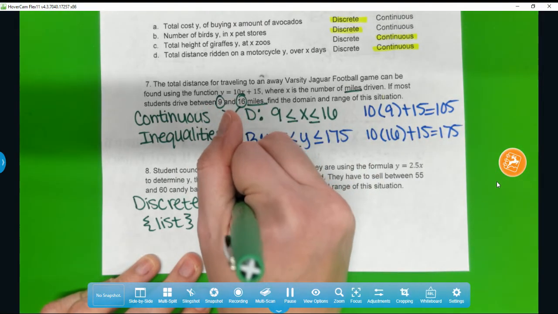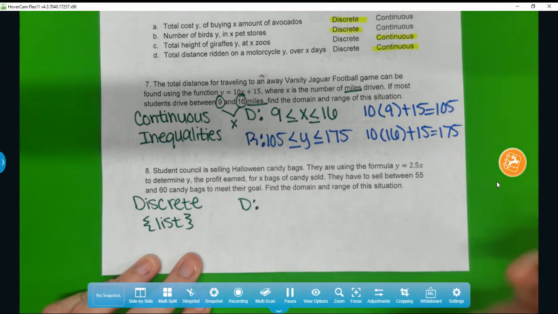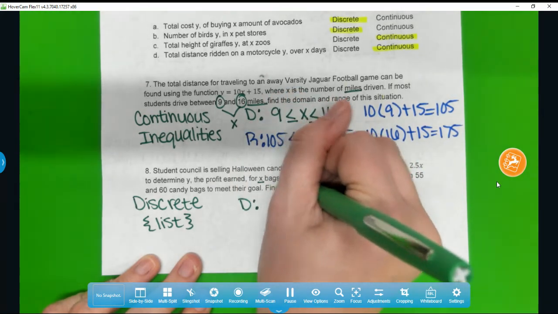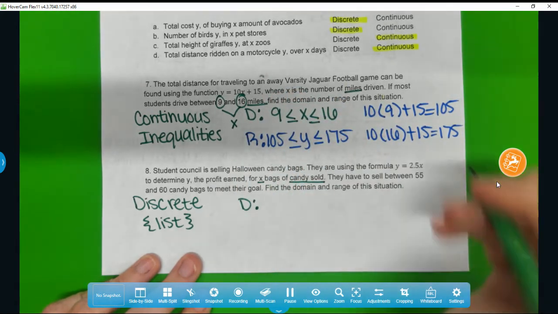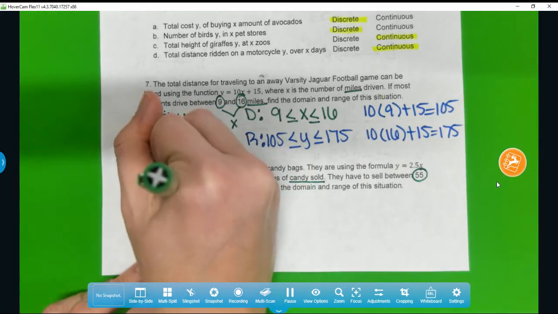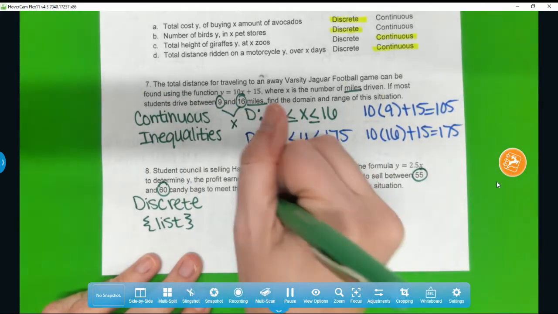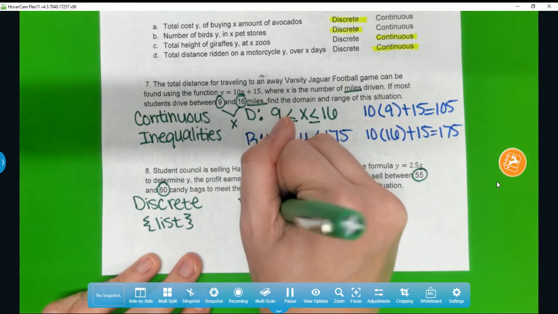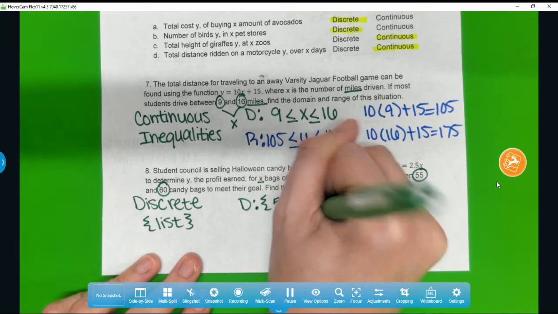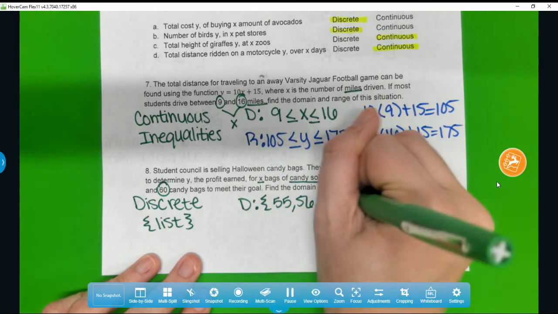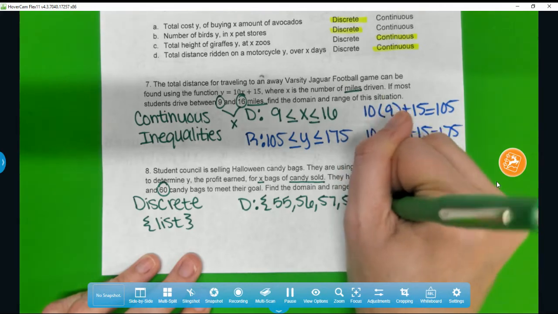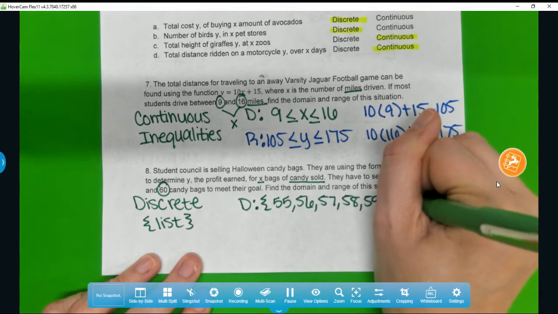Okay, so the domain, it tells me that x is my bags of candy sold, and I know we have to sell between 55 and 60. So my domain is going to be 55, 56, 57, 58, 59, and 60.